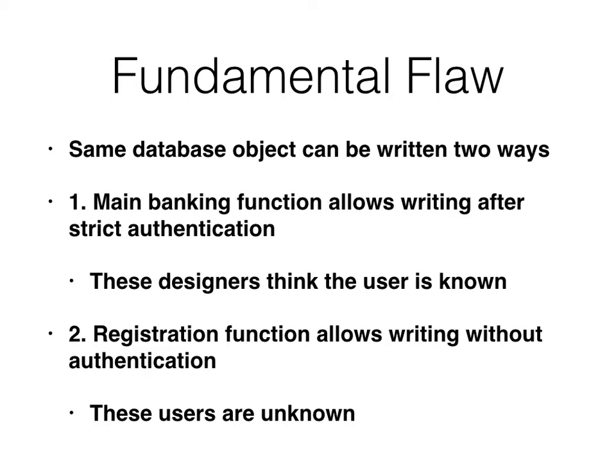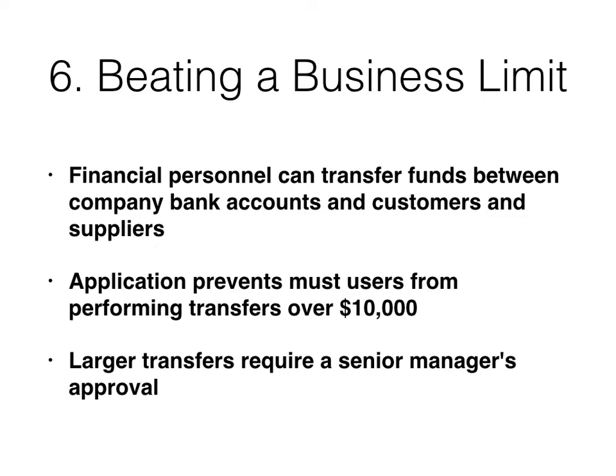The fundamental flaw here is that the same database object is written two ways: the main banking function after strict authentication, and the registration function after not much authentication at all, both going to the same thing. So here's another one, extremely simple. You have a financial transaction company, you have a bank, you're allowed to transfer. This is how the guy that stole 5 billion euros in France did it. He was only supposed to be able to invest like 100 grand, but he invested like billions of dollars and lost them, and immediately got hired by another person for being a genius. So he overcame their internal transaction limit.